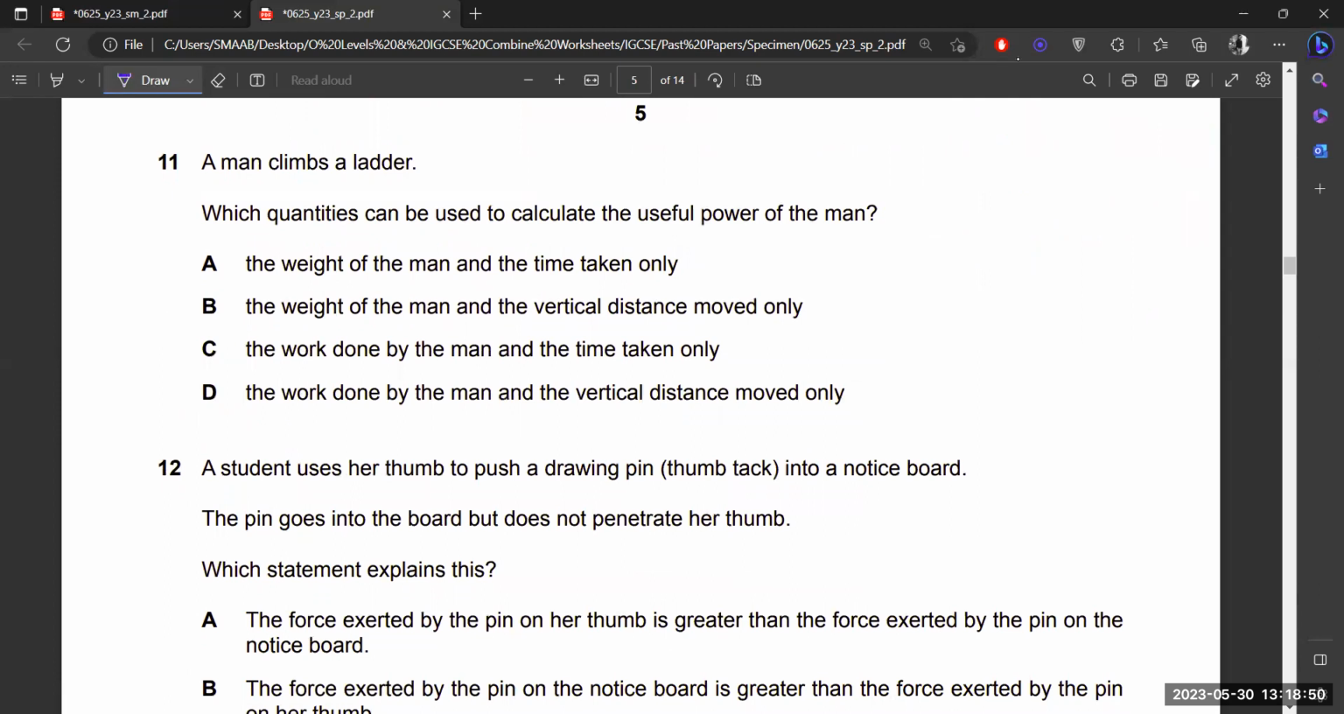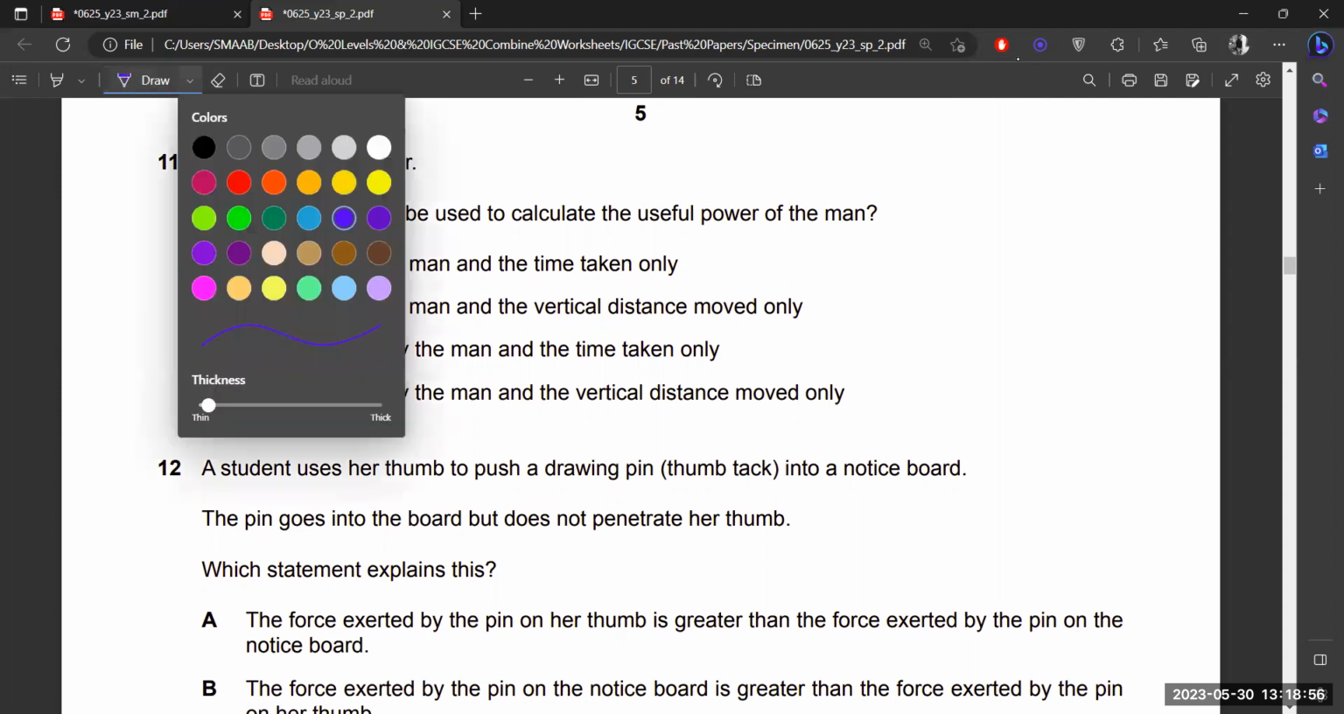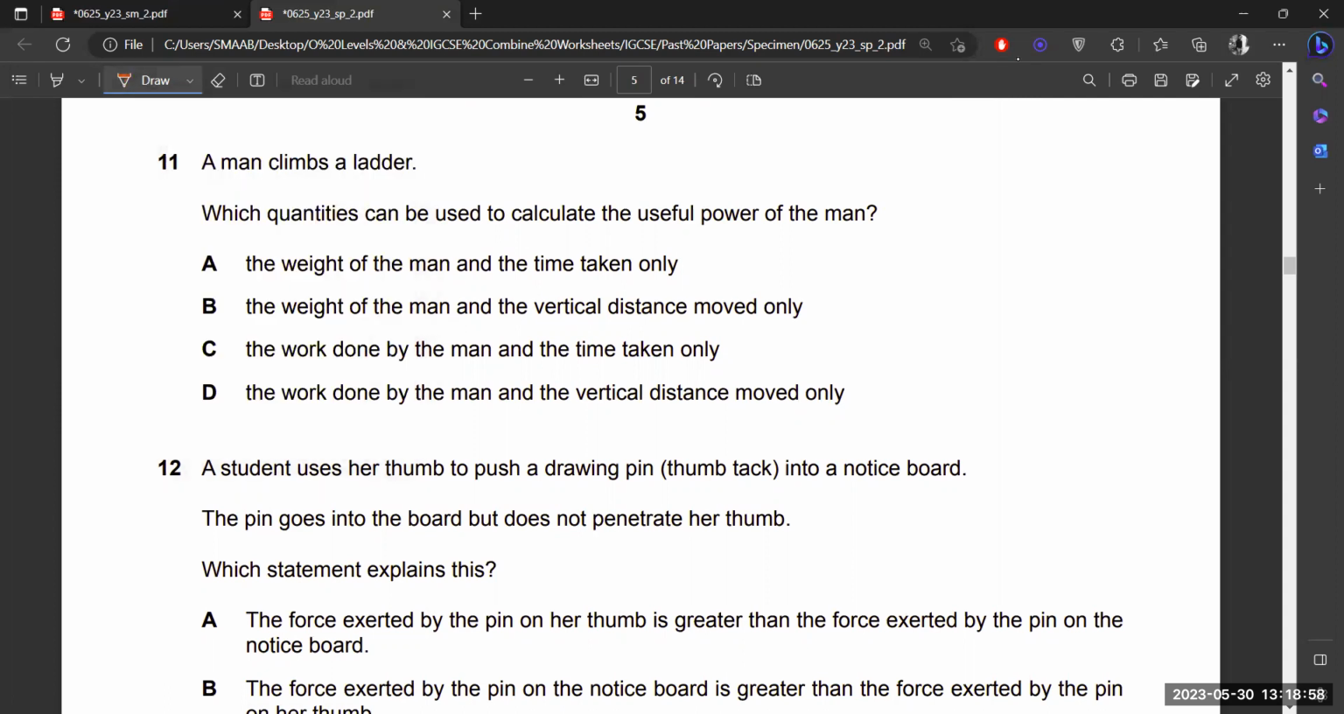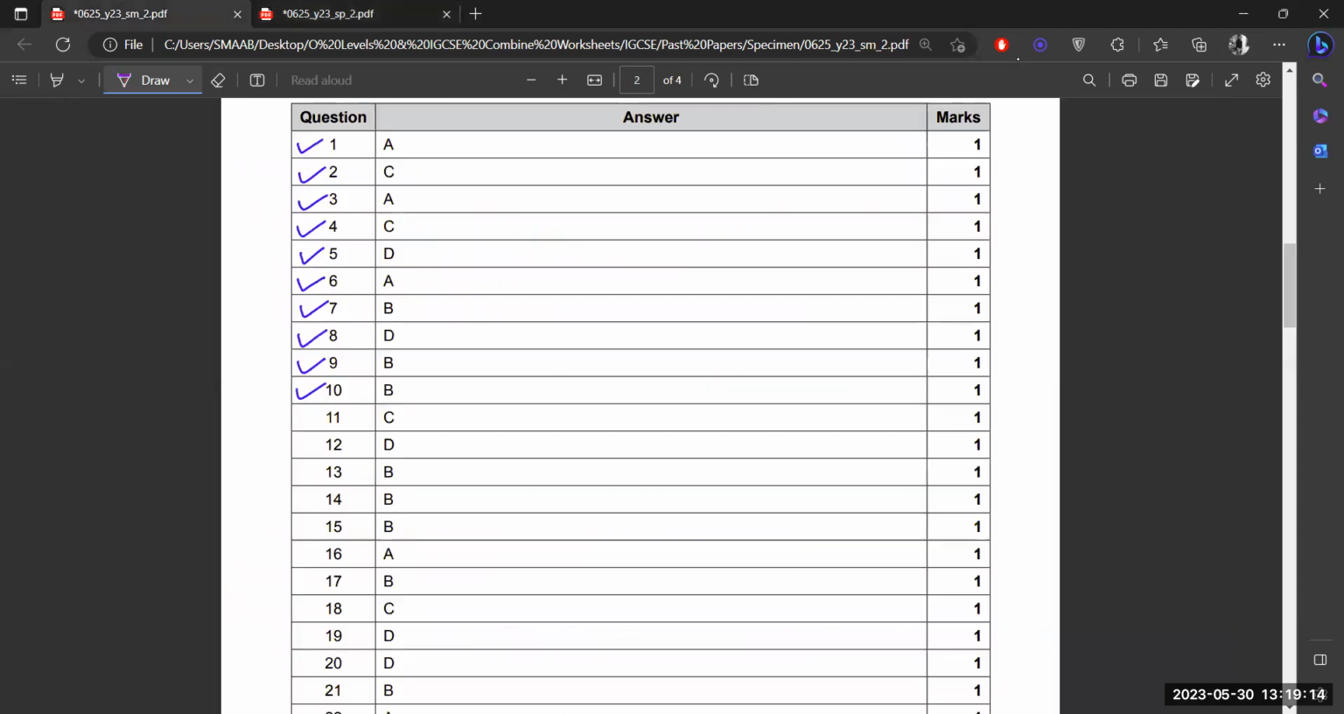A man climbs a ladder. Which quantities can be used to calculate the useful power of the man? You just need to mention the formula for power. Power is the rate of doing work, W over T. Let's find this in the options. The work done by the man and the time taken only. That is option C. Very simple question. You don't need to think about it. 11 is C.